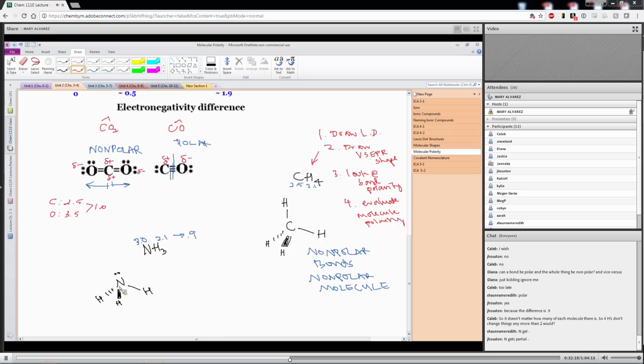For this nitrogen-hydrogen bond, nitrogen gets a partial minus, hydrogen gets a partial plus. Again, for this nitrogen-hydrogen bond, and for this one, nitrogen gets a partial minus, hydrogen gets a partial plus. Same story each time. Everybody agree with me?